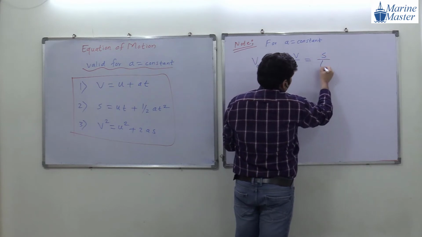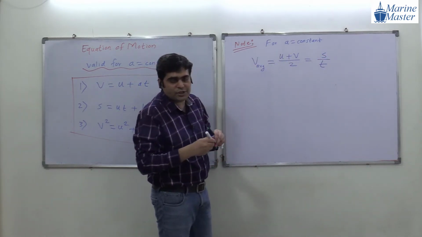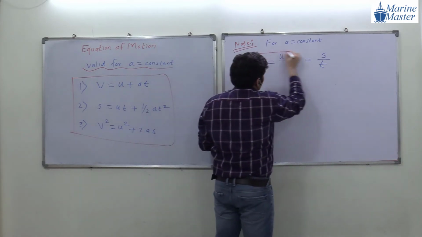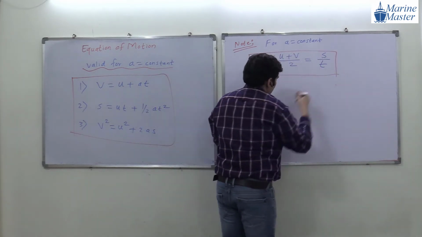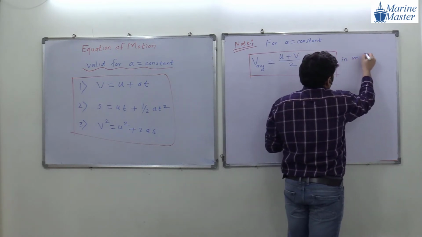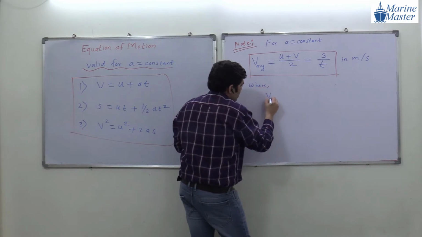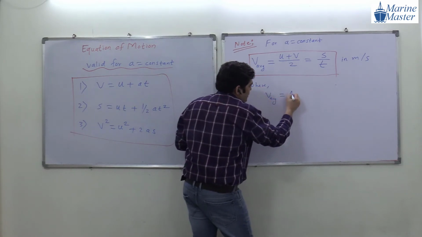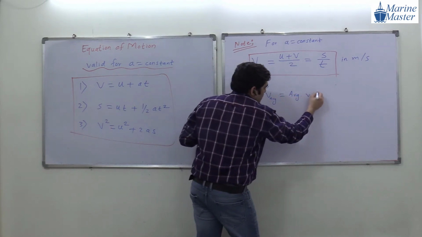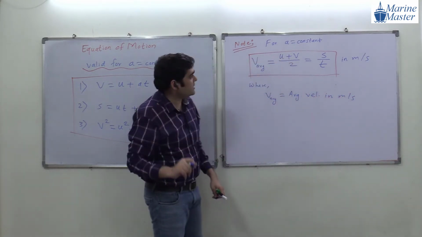S by T. V average means what? What is meant by V average? Its unit is what? Average velocity, in meter per second. Okay, now try to see the scenario.